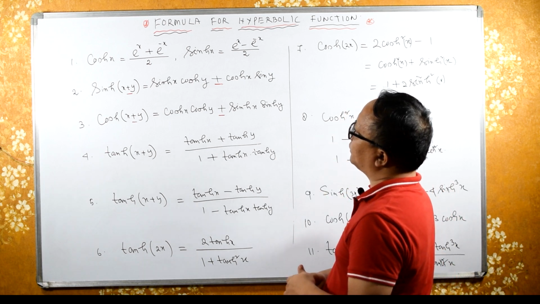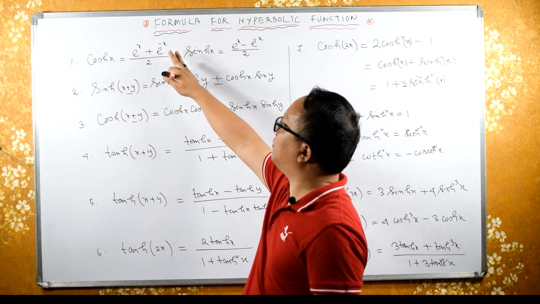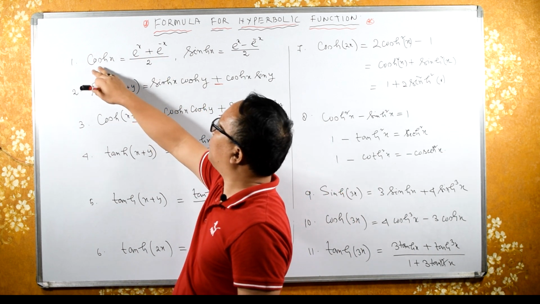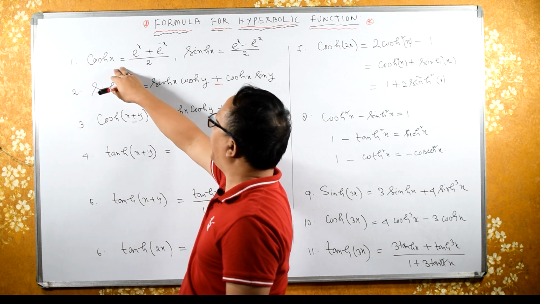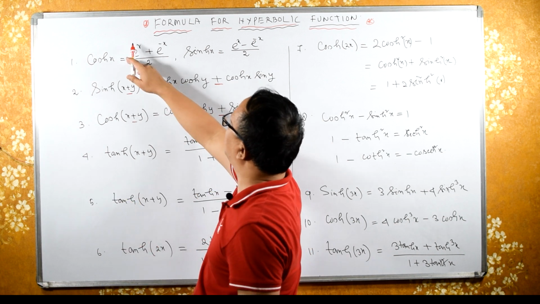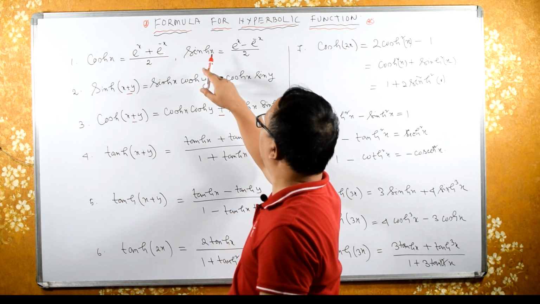Now here, the first formula is that cos hyperbolic x equals e raised to x plus e raised to minus x, upon 2. Before cos hyperbolic, normally cos of x equals what? e raised to ix plus e raised to minus ix upon 2. Here also i comes.